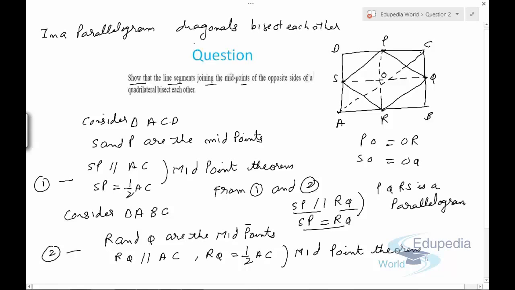So we can say that PO equals OR and SO equals OQ. So this is how we can prove these types of questions. So let's discuss the next question, question number 3.